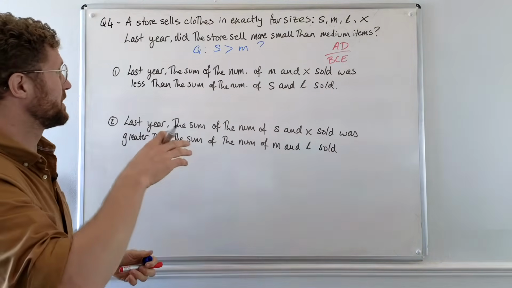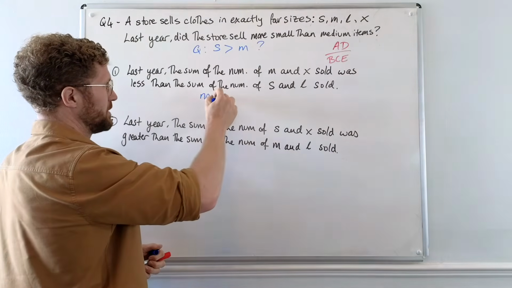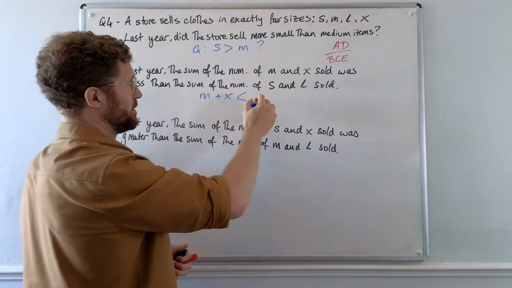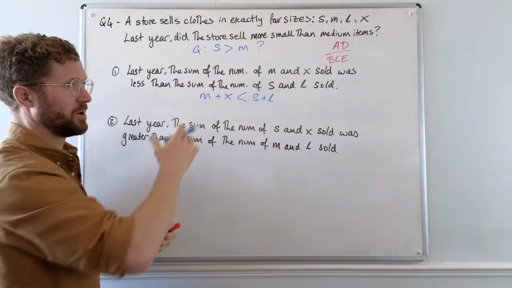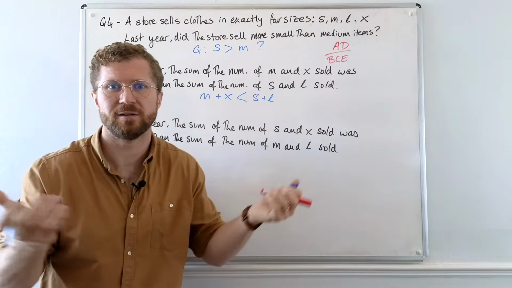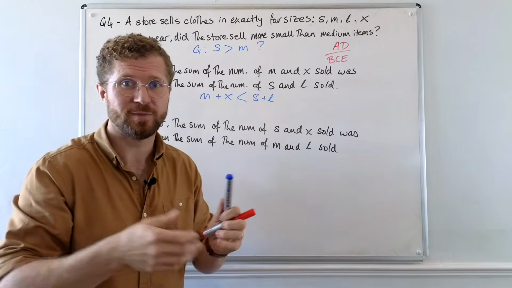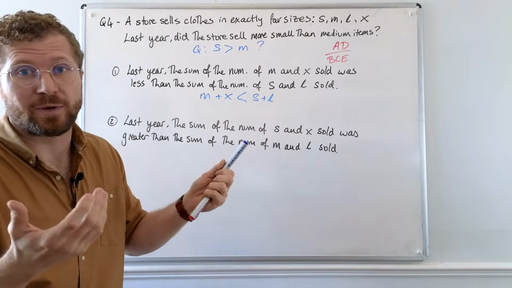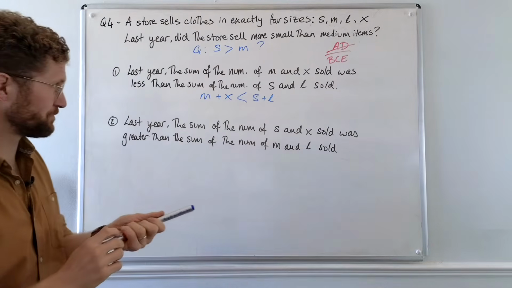Statement 1 tells me that last year the sum of the number of medium and extra large items sold was less than the sum of the number of small and large items sold. All right, I've got small and medium on opposite sides of the inequality, but I've also got X and L in here, and I have no idea what those are. This is just not sufficient. There are too many variables. I can't do anything with this that would get me to figure out whether the number of small items is greater than the number of medium items sold. So cross out A and D.